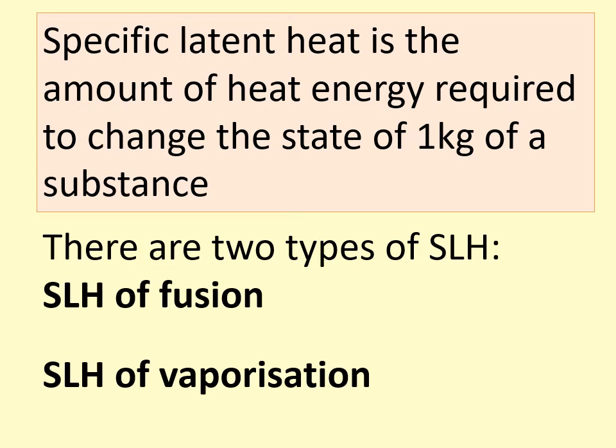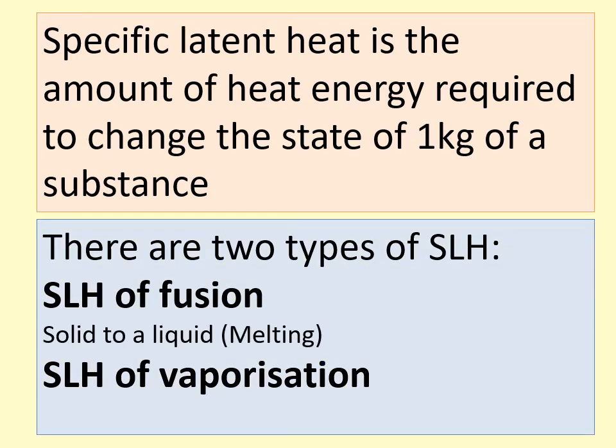So here is a definition of specific latent heat. When we talk about latent heat, we talk in general, but when we talk about specific latent heat, we talk about a specific amount, specific mass. Specific latent heat is the amount of heat energy required to change the state of 1 kilogram of substance. When we talk about a particular mass, we call this specific latent heat. There are two types of specific latent heat because there is state changing: specific latent heat of fusion and specific latent heat of vaporization. When solid changes into liquid, we call that specific latent heat of fusion. And when liquid changes to a gas, we call that specific latent heat of vaporization.